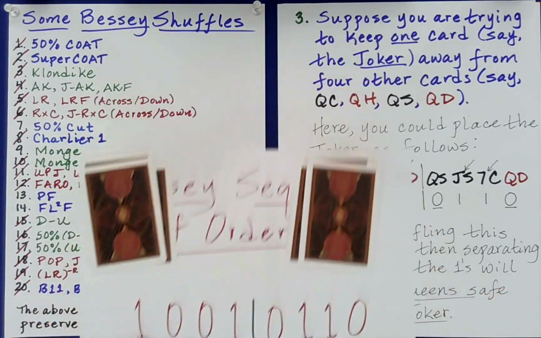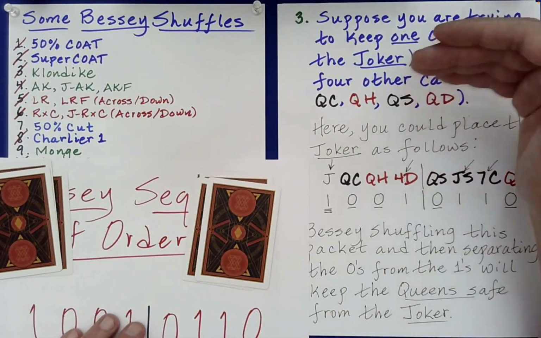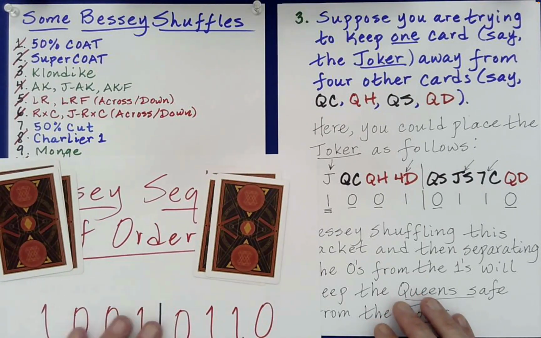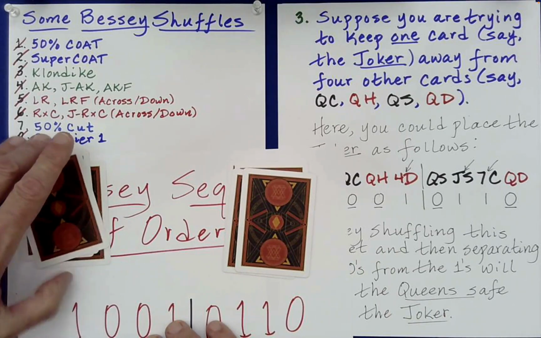Okay, so what are we guaranteed to have done? Well, the goal here was to keep the joker away from all of the queens. So let's see if we succeeded.